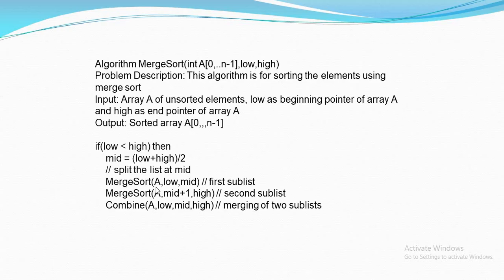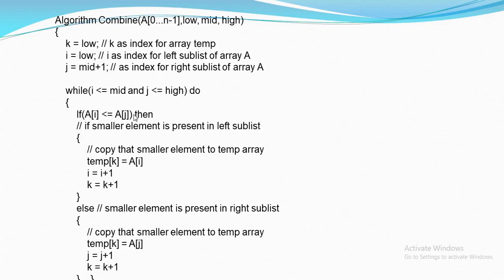One is MergeSort(A, low, mid), where A is the array, with low and mid. The second MergeSort call is with A, mid plus 1, because we are dividing the elements, so the second sublist is mid plus 1 to high. Finally we combine the solutions: low, mid, mid plus 1 and high.